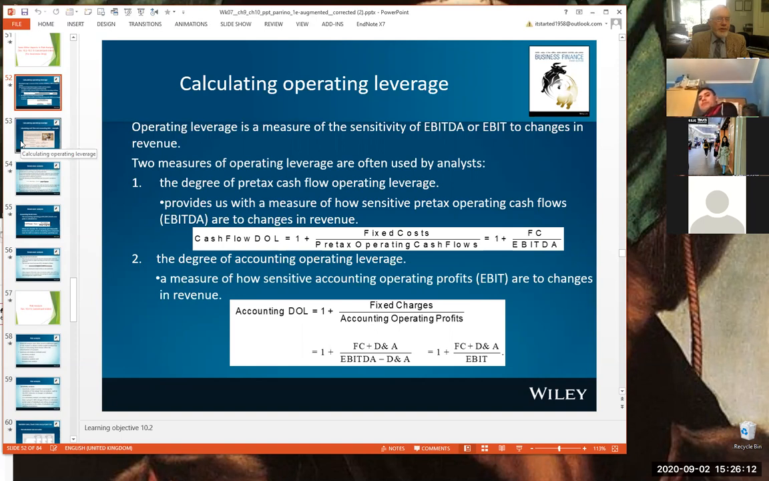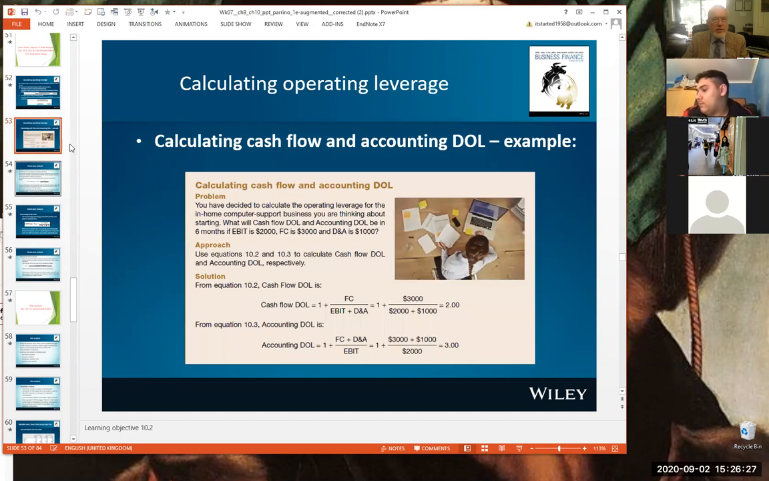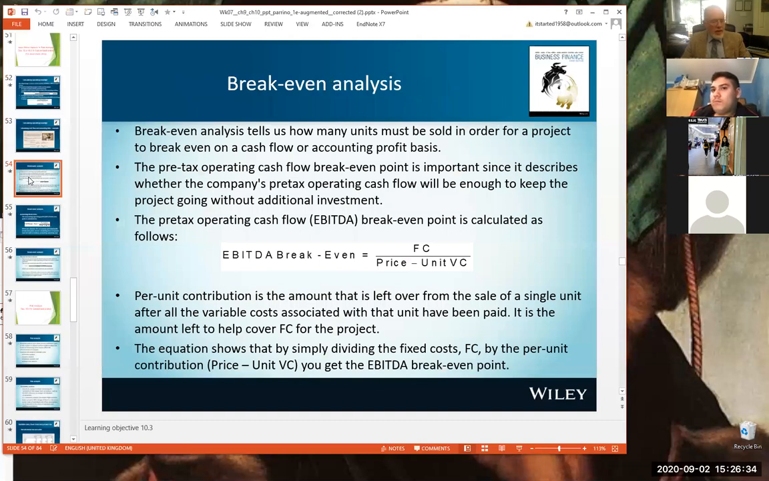The useful thing to know about, if I say it's not going to be on the exam, or it's not necessarily going to be in the exam, you guys are going to suddenly say, oh, in that case, I'm not interested. But, you know, there you go. Calculating operating leverage is worth knowing about to some extent. You can see the worked example here.